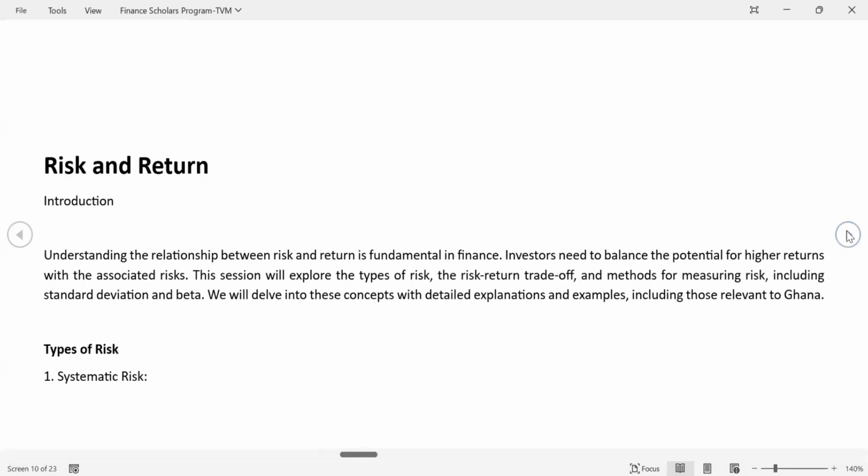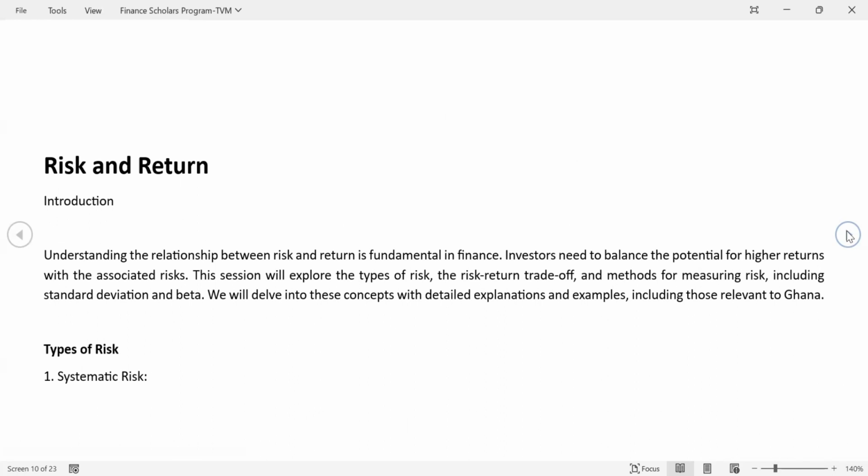So we have chapter 10, okay? Understanding the relationship between risk and return is very fundamental. When you are investing, you need to understand what risk is involved and what return is involved. For some people, because of these risks, they don't want to invest. They don't want any risk. So we just want to understand what risk and return are.